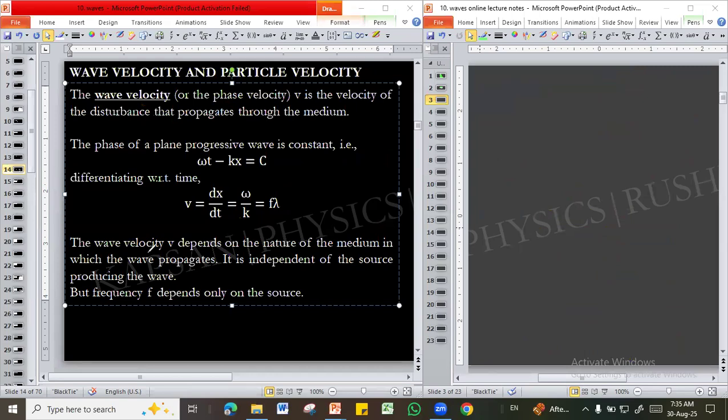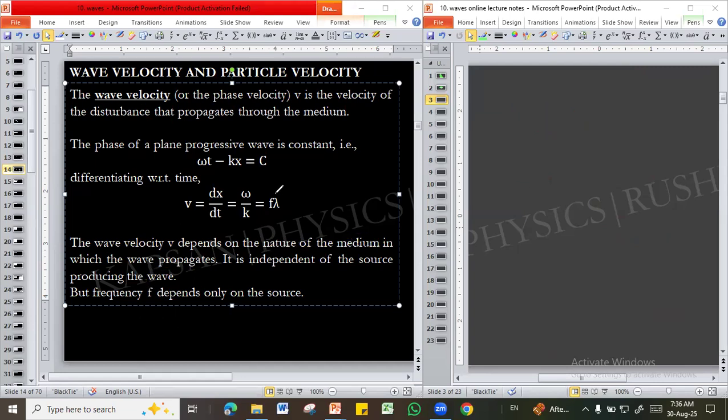Okay. The next point. The wave velocity v depends on the nature of the medium in which the wave propagates. It is independent of the source producing the wave. Yes, the source will decide the frequency of the wave, and the medium will decide the speed of the wave.